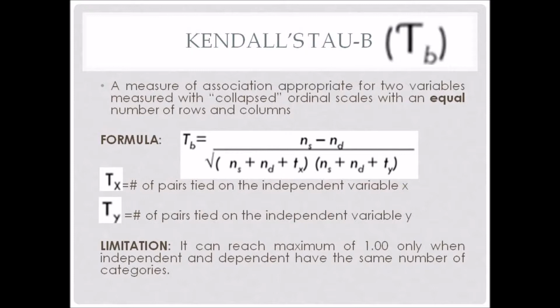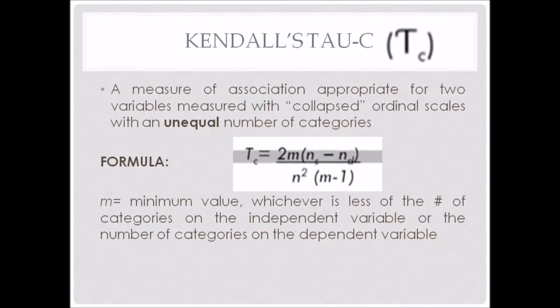Kendall's tau b indicates both pairs tied on the independent variable and pairs tied on the dependent variable. It is found by using the following formula. Ty is the number of pairs tied on the dependent variable. It should be used when the bivariate tables have an equal number of rows and columns. Kendall's tau c is used when tables have an unequal number of rows and columns and is computed by using the following formula, where m is the minimum.